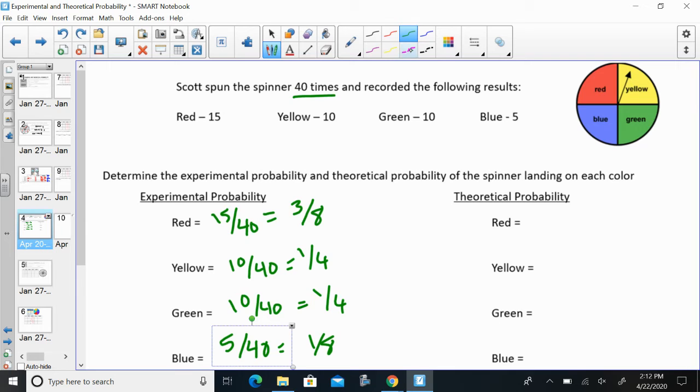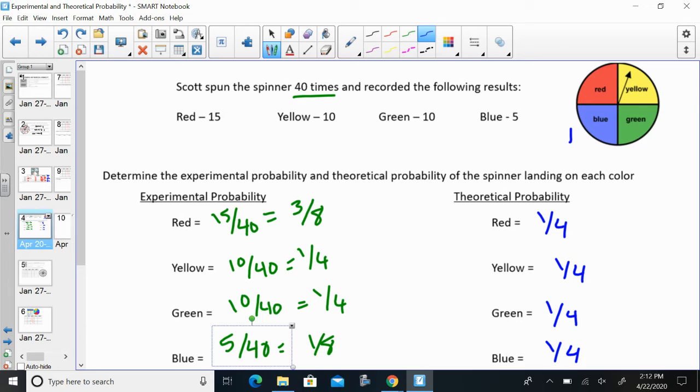In theory, he should be getting red 1/4 of the time, yellow 1/4 of the time, green 1/4 of the time, and blue 1/4 of the time. This is because that color occurs one time out of 4 different slices of our circle, right? So if I landed on blue, there's only one option for blue out of a total of 4 options here, 4 slices of our circle.